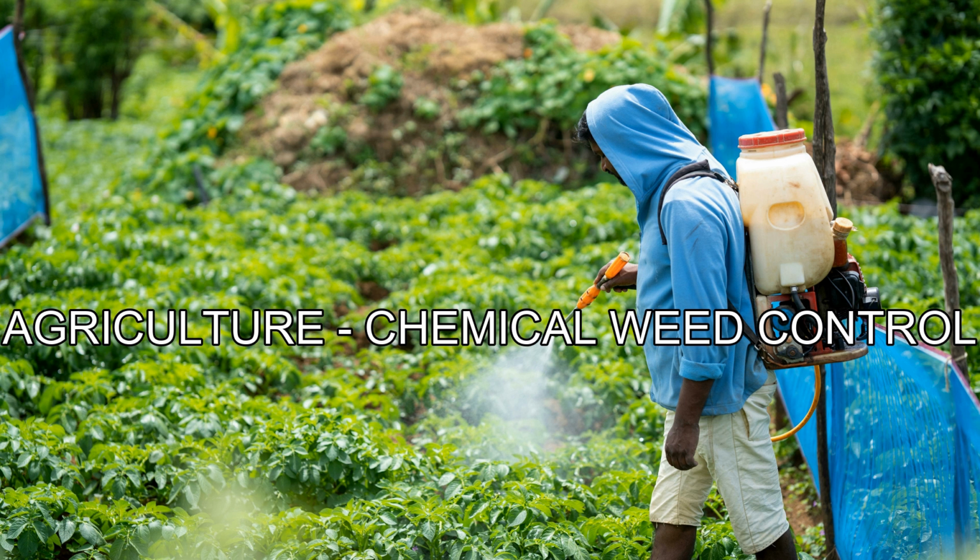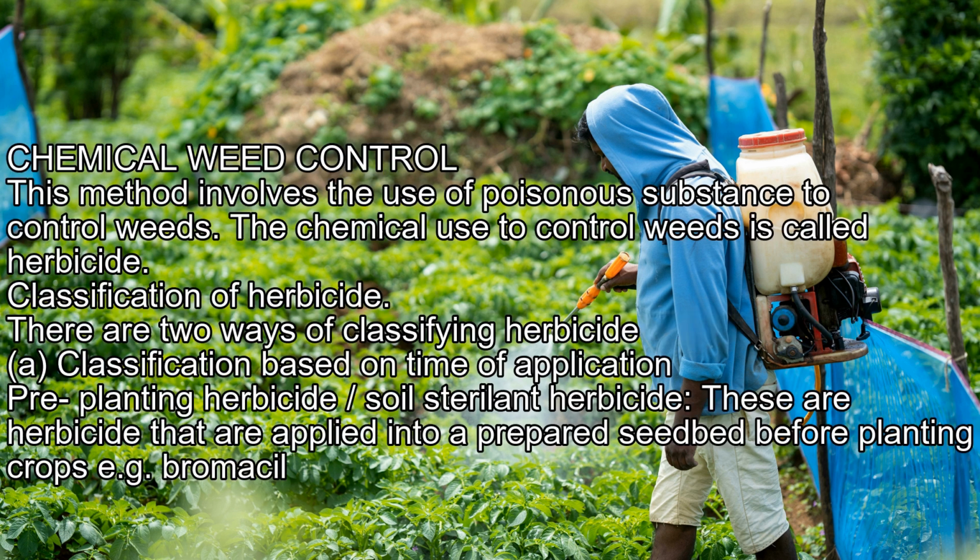Agriculture: chemical weed control. This method involves the use of poisonous substances to control weeds. The chemical used to control weeds is called herbicide. Classification of herbicide. There are two ways of classifying herbicide.